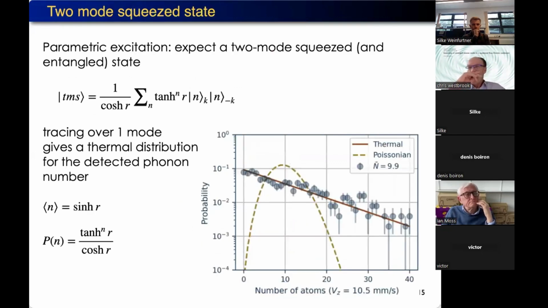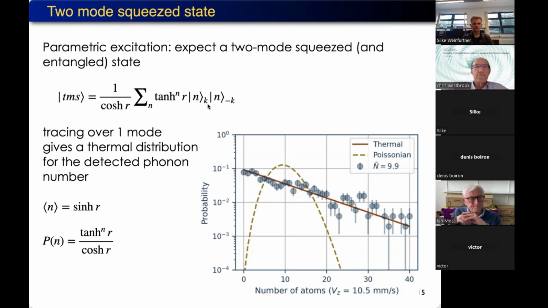Now, since we're doing this parametric excitation, what we expect we're creating is a 2-mode squeezed state, which I'm going to write like this. TMS stands for two-mode squeezed. It is a superposition of different but correlated populations of the K and minus K modes, with these coefficients, which are written here, all determined by a single parameter known as the squeezing parameter R. That's what we expect.